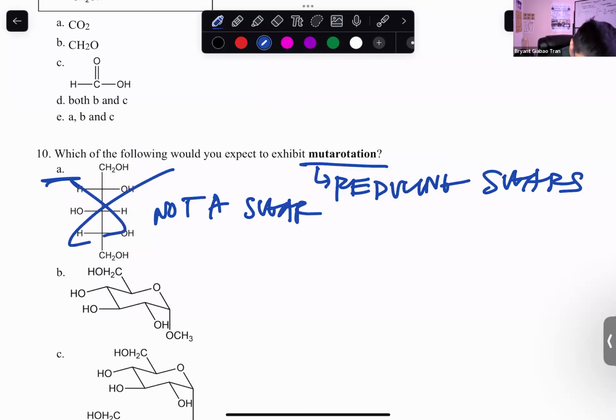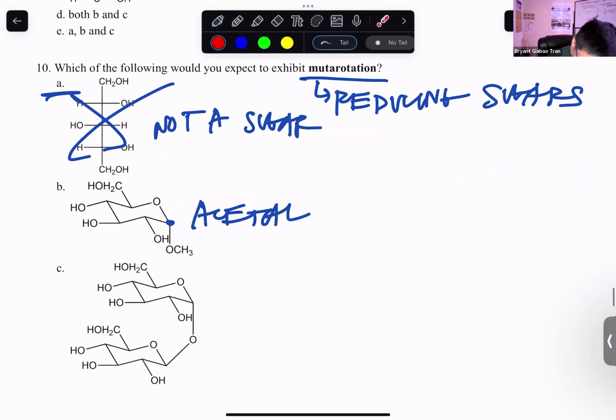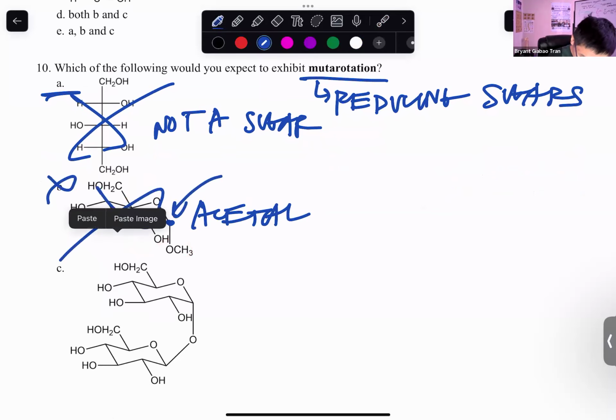So that's not the answer. Let's look at B. This is the anomeric carbon on the cyclic sugar. That is an acetal, right? Because we have an OR group. An acetal on the anomeric carbon is a non-reducing sugar. So B is not the right answer.